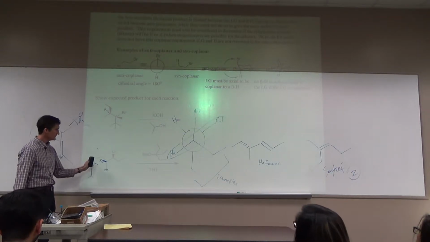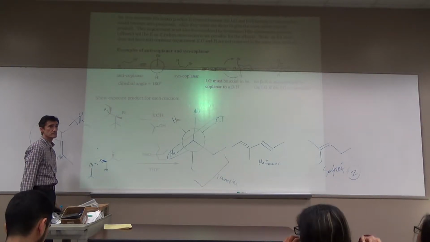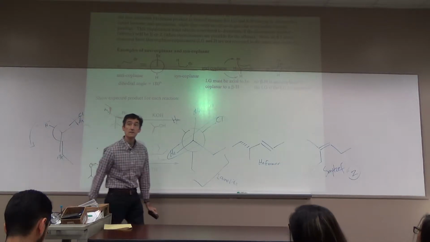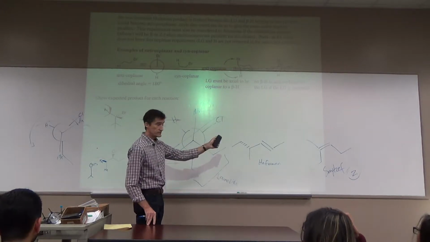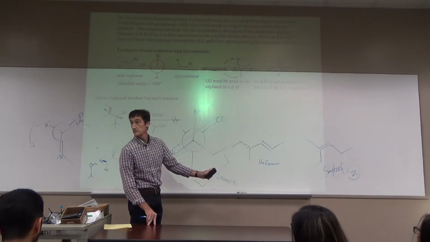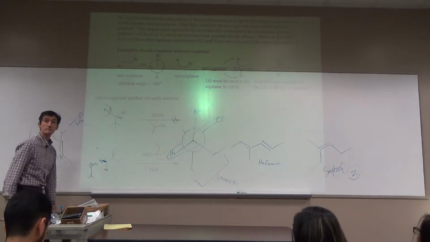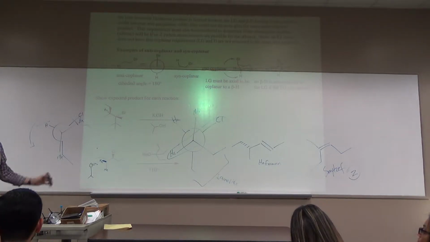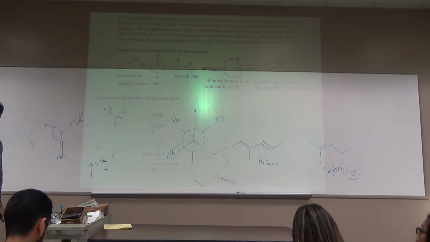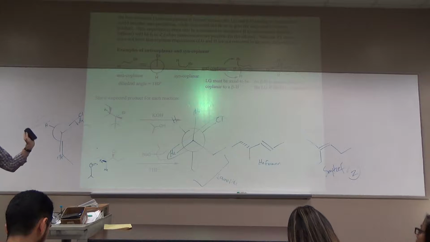What would you get if this eliminated by an E1 mechanism? Somebody? Zaitsev, but Zaitsev has two stereoisomers. E1 gives what? Most stable. Trans. E1 gives the most stable product possible. That would be trans, that would be Zaitsev E. So E1 would give the E version of the Zaitsev.